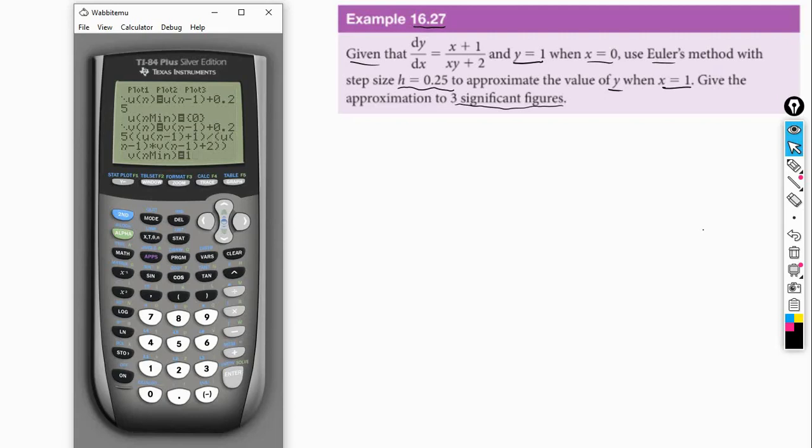And then we hit enter, and second table. And notice that on the left-hand side we have the iterations, and the x value 1 is right here. And it says round to 3 significant figures, so y would be 1.55.